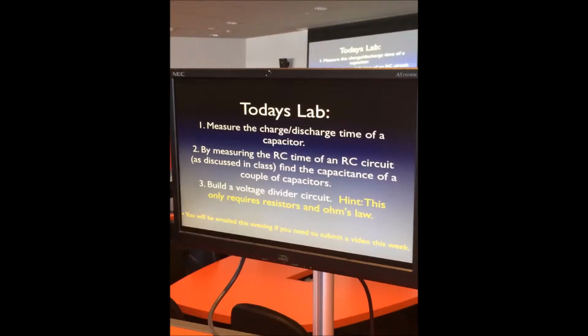The lab this week could be divided into three parts. Firstly, we needed to measure the charge and the discharge time of a capacitor. Then we found the capacitance of a capacitor by measuring the RC time. Finally, we built a voltage divider circuit.